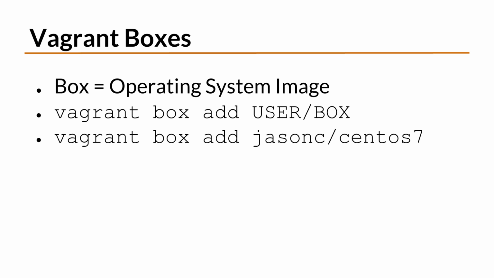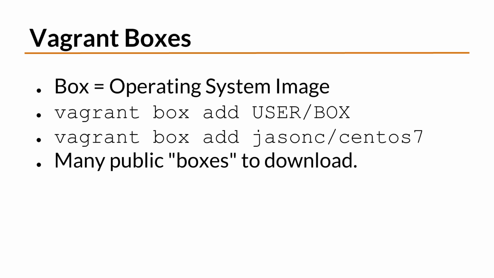I have a user account on Vagrant's public box catalog system. My username is JasonC. I created a box specifically for this course named CentOS 7. It's really just a minimal CentOS install. So to download that box, you would run vagrant box add JasonC/CentOS 7. There are several boxes that are publicly available on Vagrant's public box catalog system. I'll have a link in the project instructions where you can download other boxes if you'd like to experiment with them.